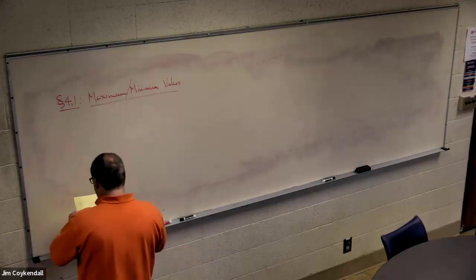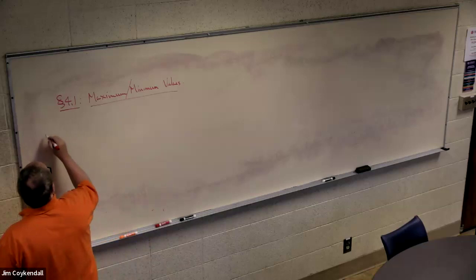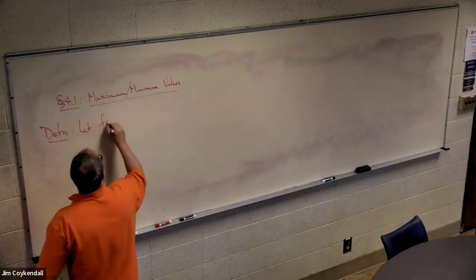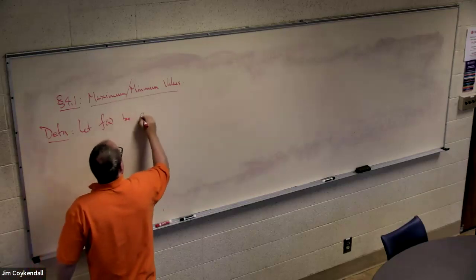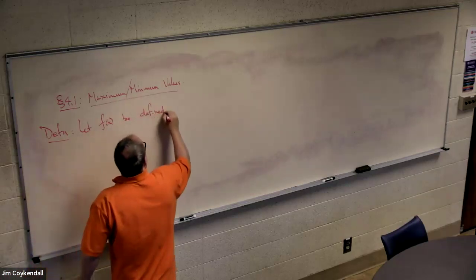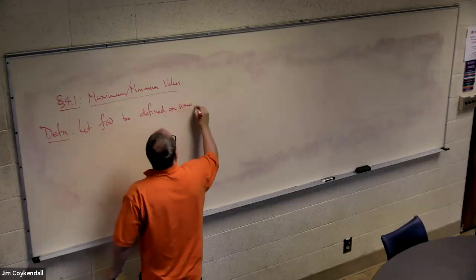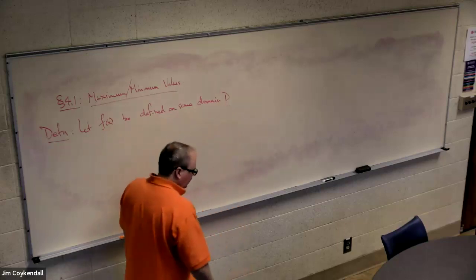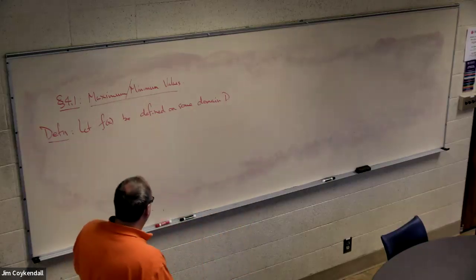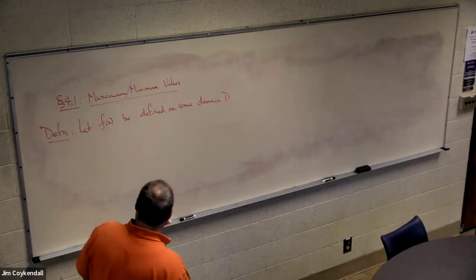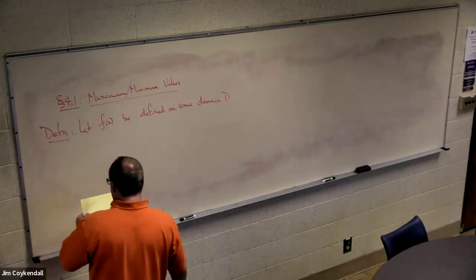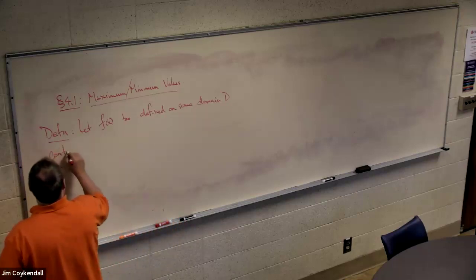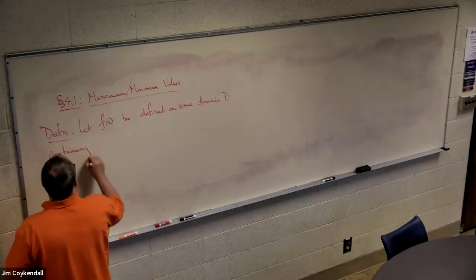So let me start you off with the definition. Let f of x be defined on some domain D. So this is just a set of real numbers. It's the domain. It's basically the stuff you can plug in, or that it's okay to plug in for f of x. And this domain contains C, some real number C.